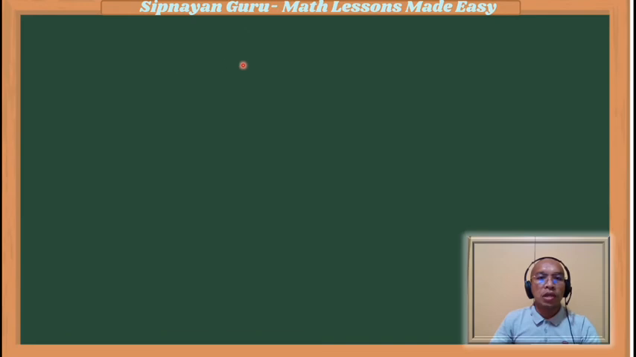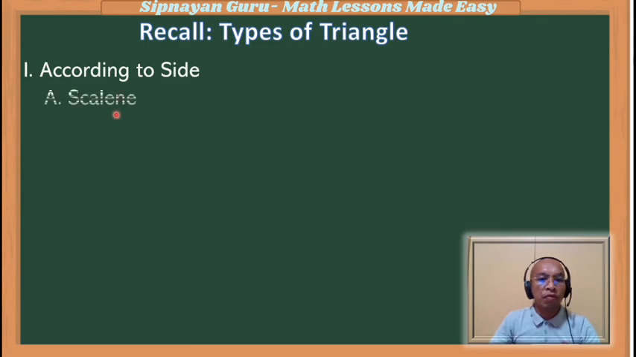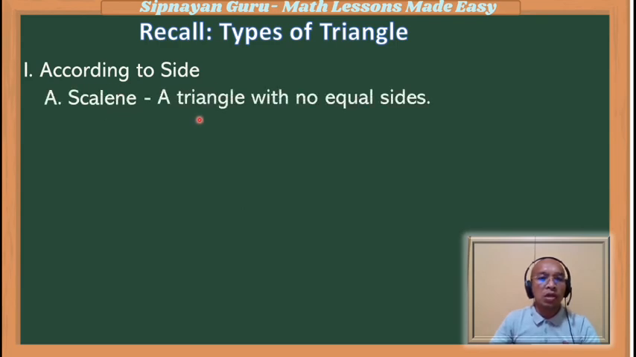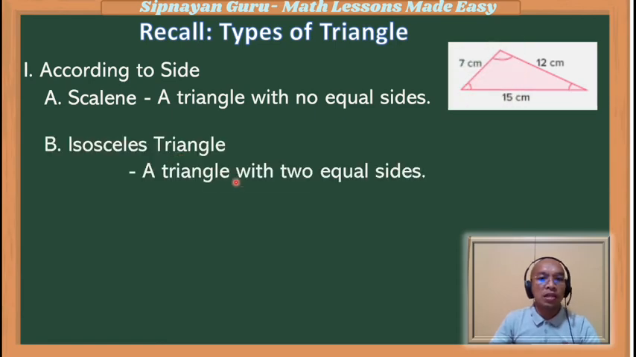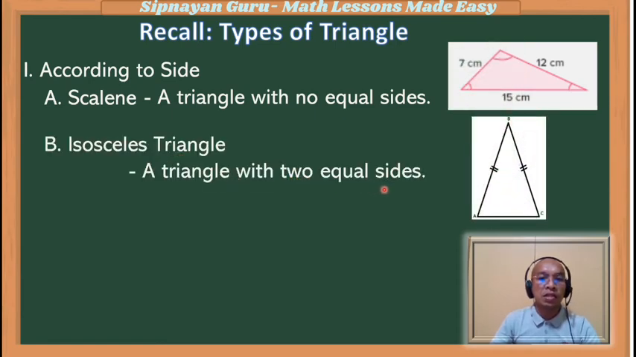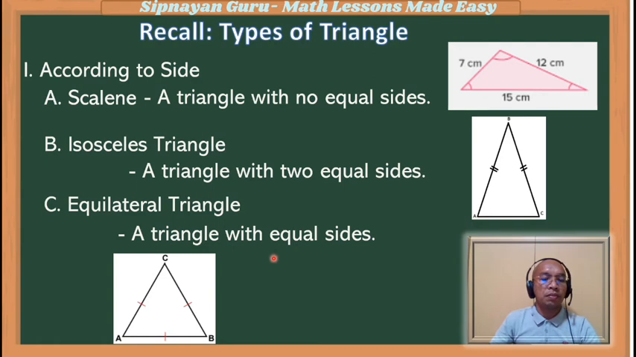To realize our objective for this video, we have to recall also the different types of triangle. Classification of triangle according to side. First, we have scalene triangle, so it is a triangle with no equal sides. Isosceles is a triangle with two equal sides. And lastly, we have equilateral triangle in which all sides are equal.